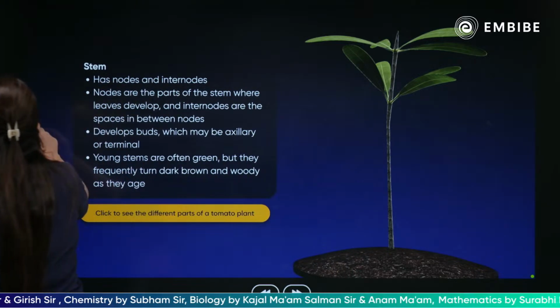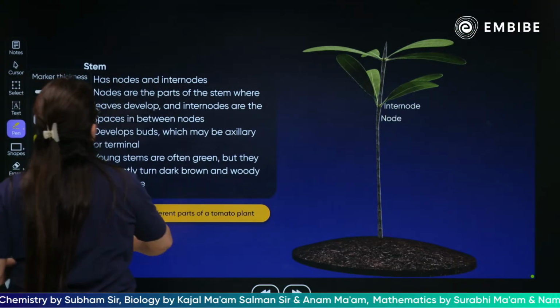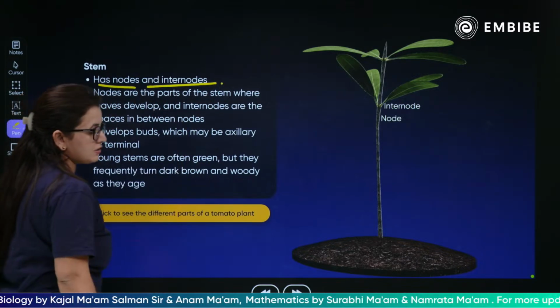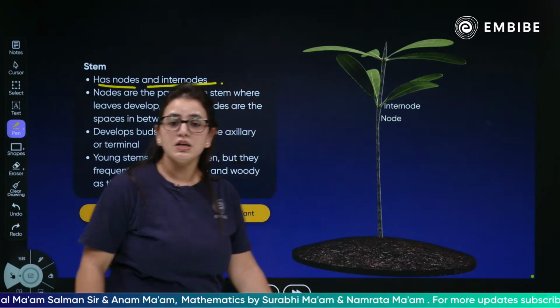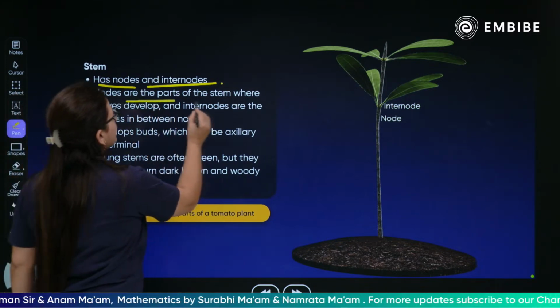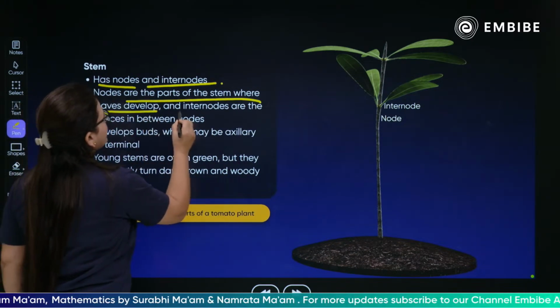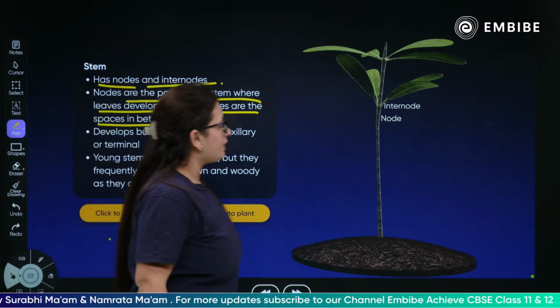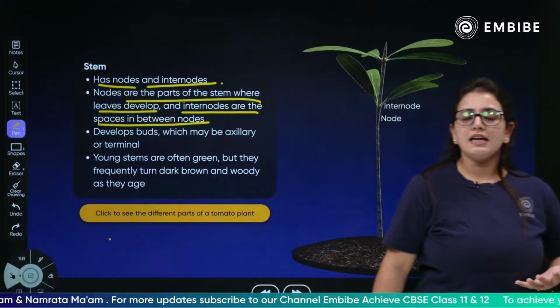Talking about the features and characteristics of the stem, the stem has nodes as well as internodes. The nodes are the parts of the stem where leaves develop, and internodes are the places in between the nodes. So children, what is a node and what is an internode?